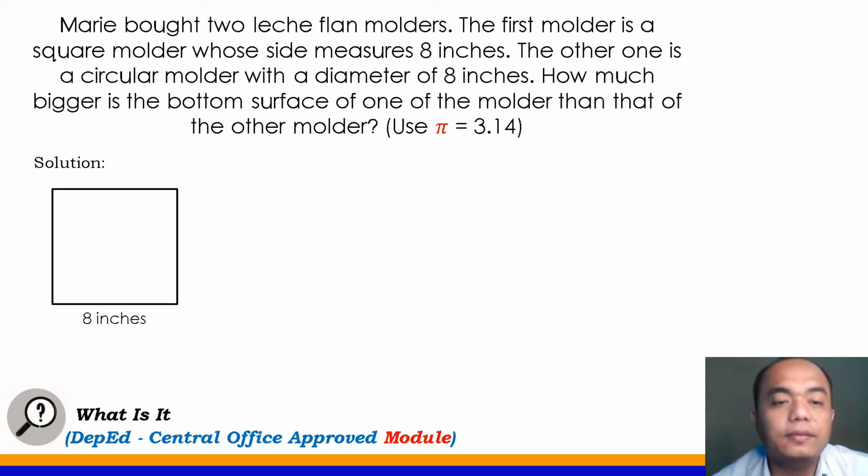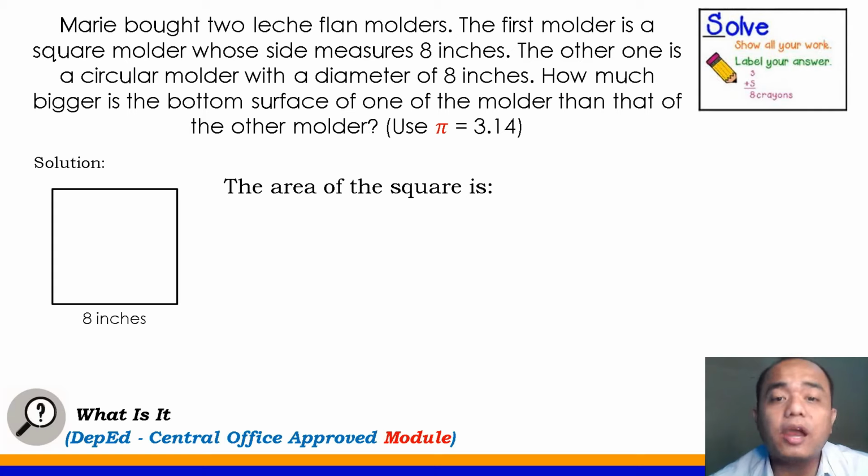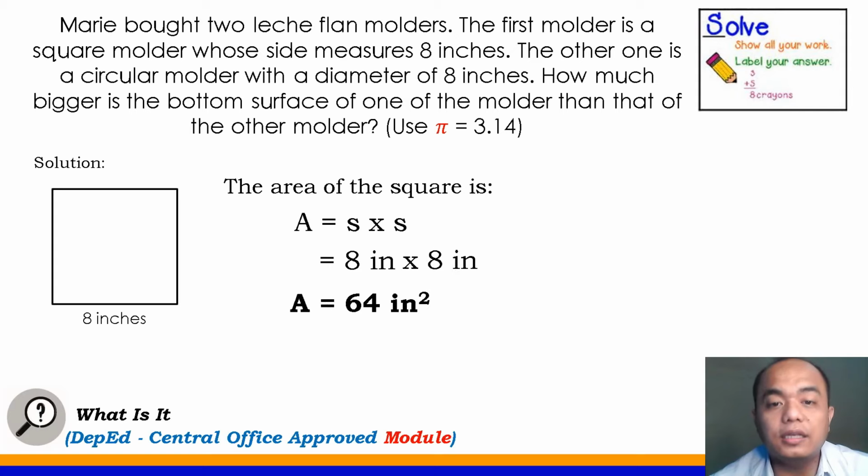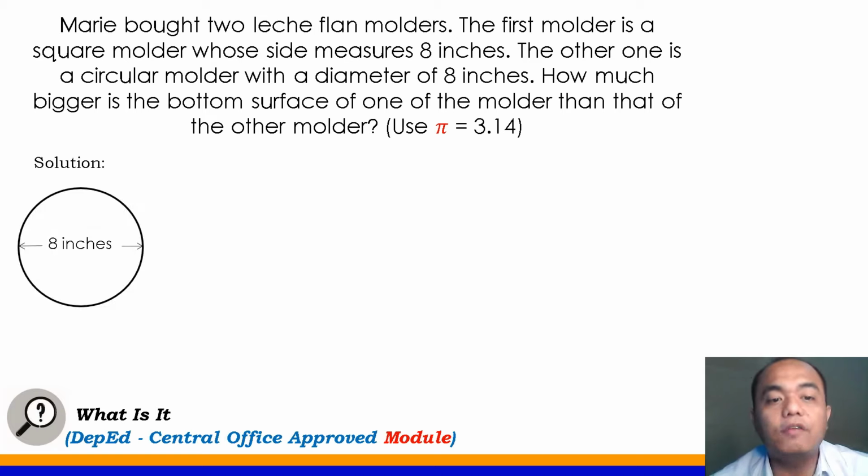So, to solve that, let's have first the area of the square. The area of the square is equal to A equals S times S. That will give you 8 times 8 inches, and 8 times 8 will give you 64. So, yung area ng ating square dito is 64 square inches. Let's have the area of the circle.